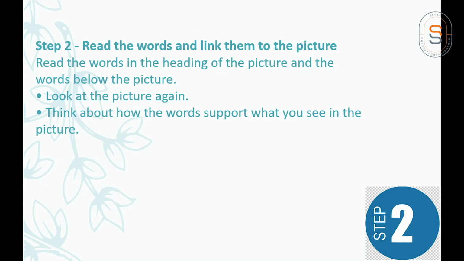So step 2 then. Now you've looked at the picture. Now you have to read the words and link them to the picture. So you read the words in the heading of the picture and the words below the picture. Read it with understanding. And then you look at the picture again, and then think about how the words support what you see in the picture. So in other words, how does the picture link with the words? How does it fit together?